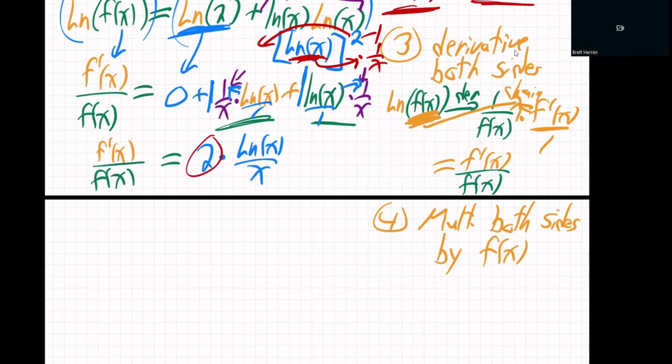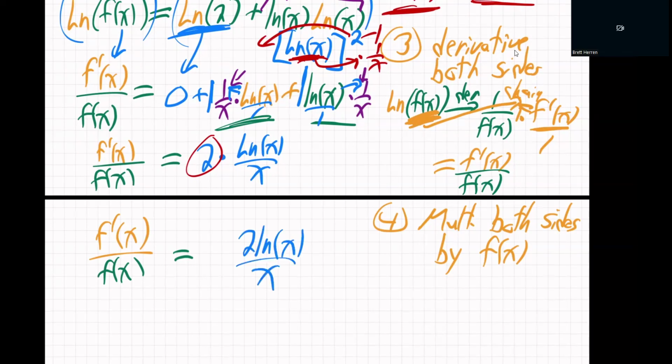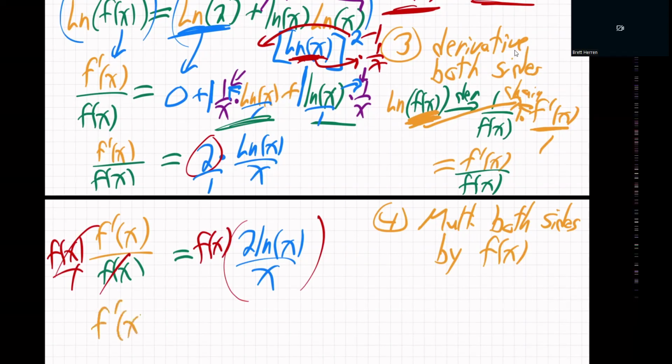So I'm going to do this one more time here. So f prime of x over f of x equals, I'm just going to make this 2 ln x over x. This is 2 over 1, right? Multiply both sides by f of x, over 1. So this will cancel out. And this side by f of x. And boom, we've got f prime of x alone, finally.